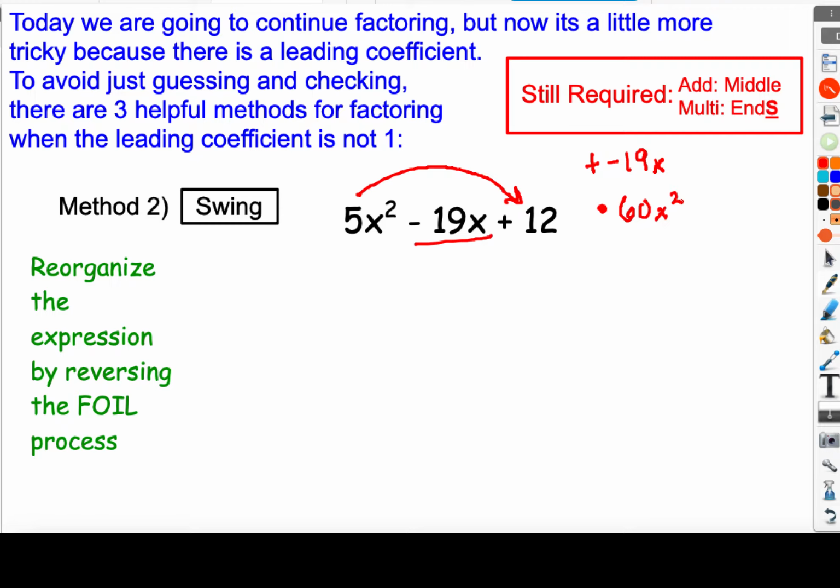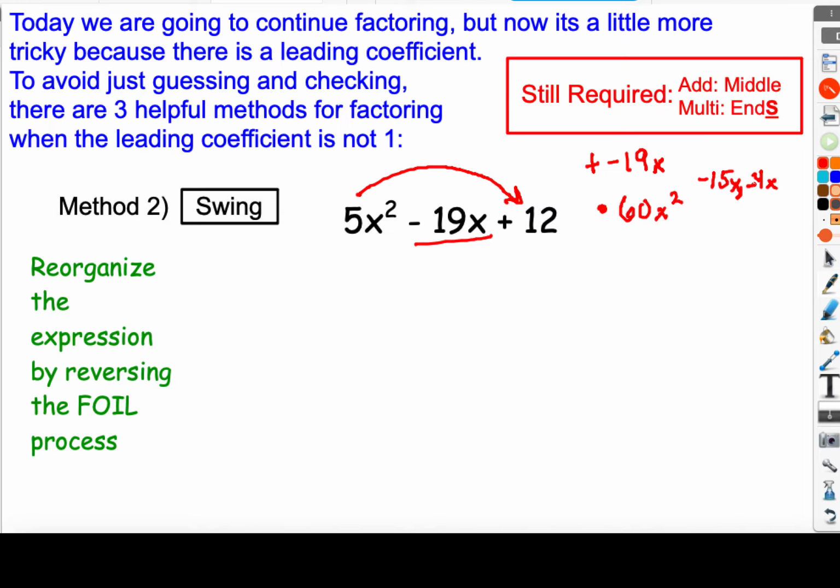All right, if you've thought about what multiplies to 60 and adds to 19, I'm pretty sure we want 15 and 4. And I'm going to go ahead and attach an x to both of those, because again, I want to multiply to an x squared as well, and add up with those common terms. But if I want to add to a negative 19, I'm going to need them both to be negative as well. They'll still multiply to positive 60, but now they're going to add to negative 19x.